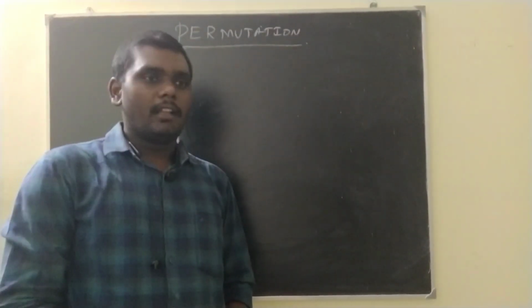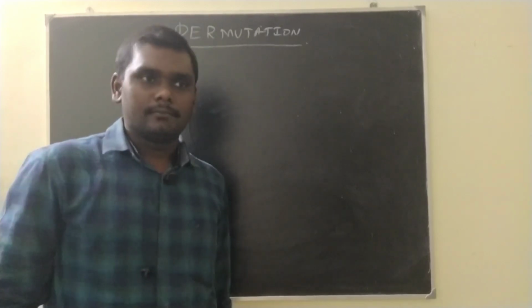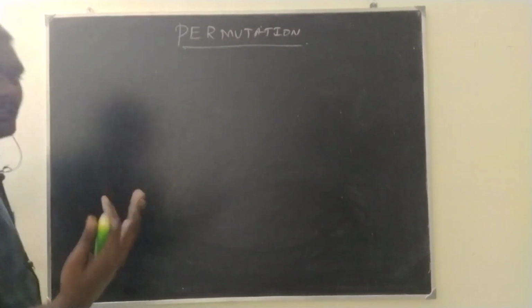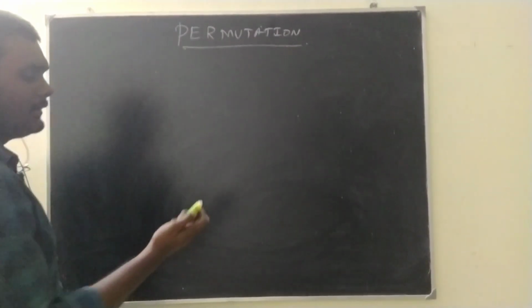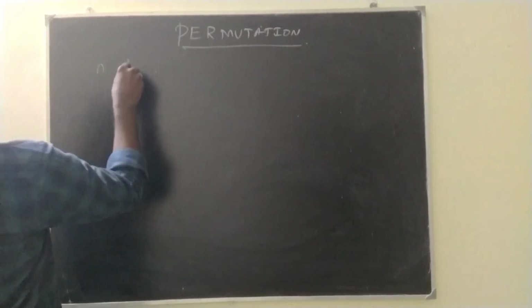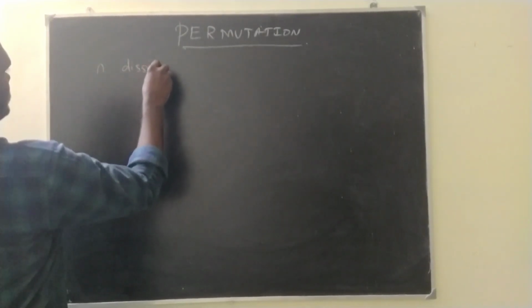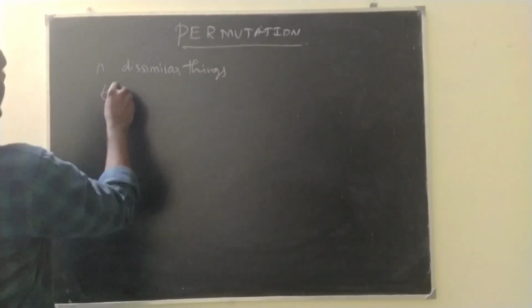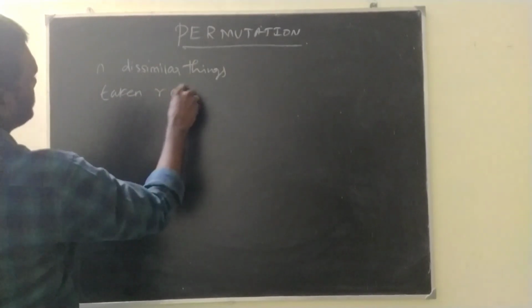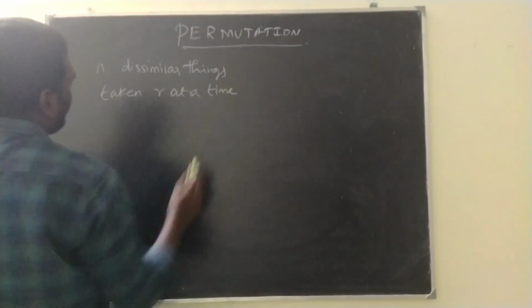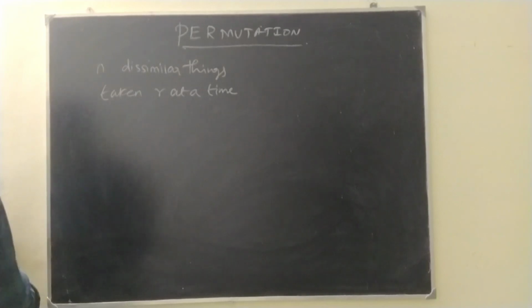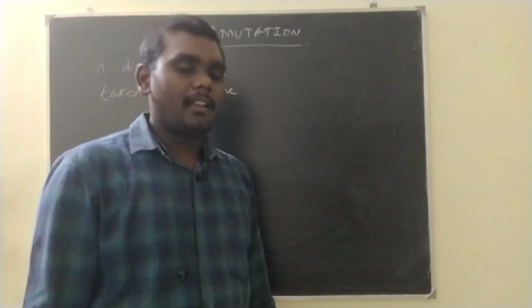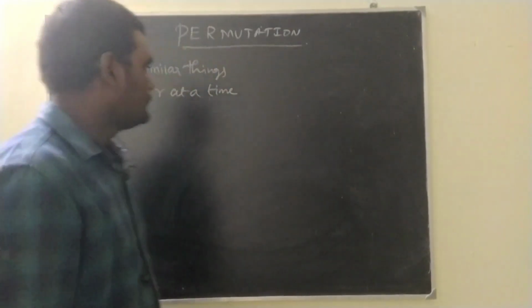Permutation means it is an arrangement. Various cases are there. First we will discuss n dissimilar things taken r at a time. So that can be arranged in two ways.